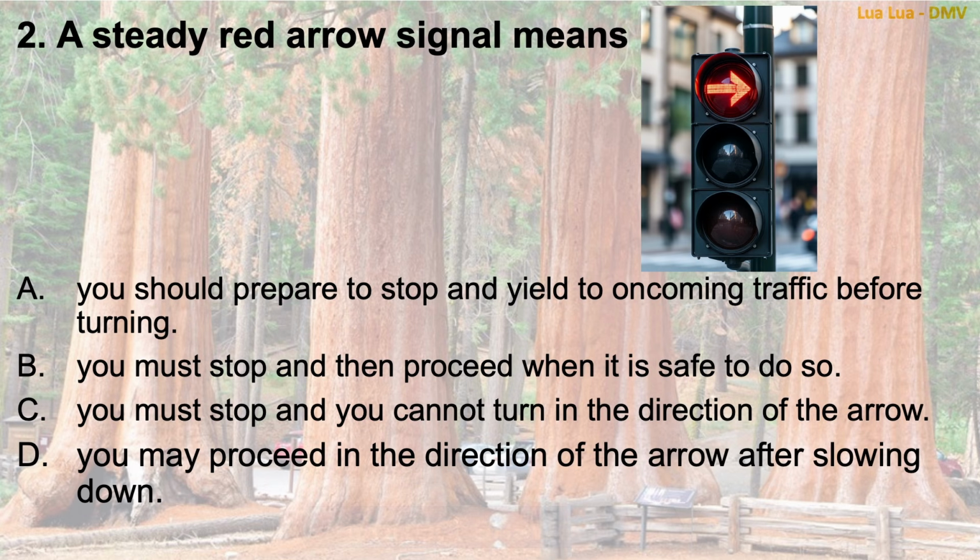Question 2. A steady red arrow signal means A. You should prepare to stop and yield to oncoming traffic before turning. B. You must stop and then proceed when it is safe to do so. C. You must stop, and you cannot turn in the direction of the arrow. D. You may proceed in the direction of the arrow after slowing down.